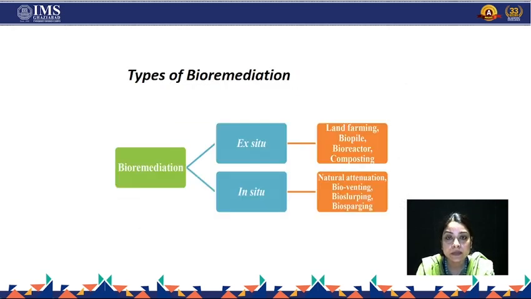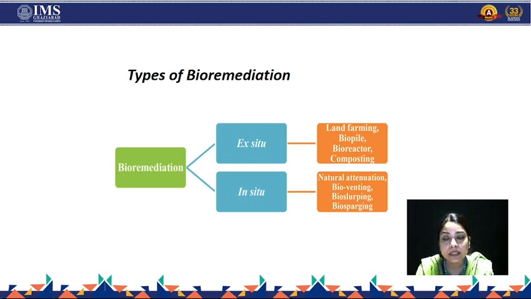Now the types of bioremediation. Bioremediation is of two types: ex situ and in situ. Ex situ is when the treatment is done away from the site. Examples are land farming, biopiling, and the bioreactor. Basically, in the ex situ process, bioreactors are used because it depends on the lab.